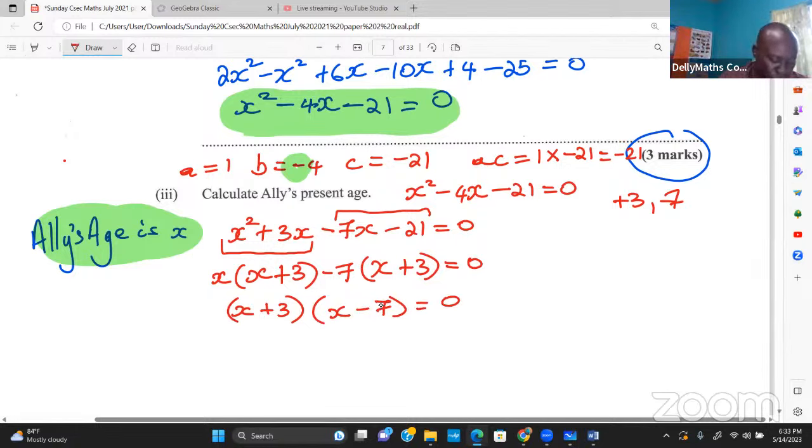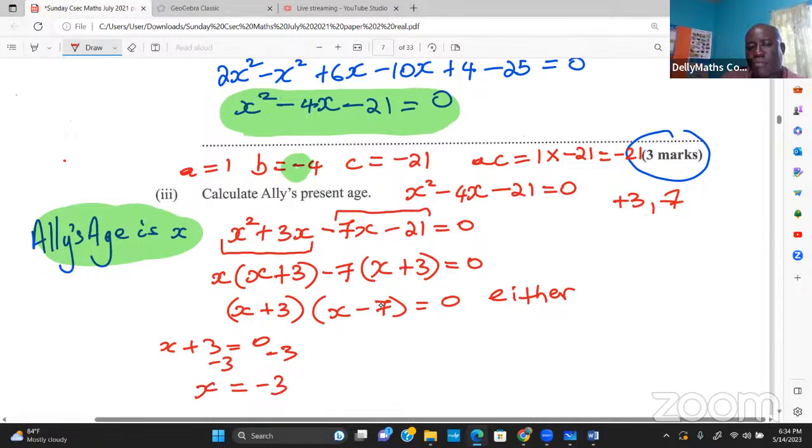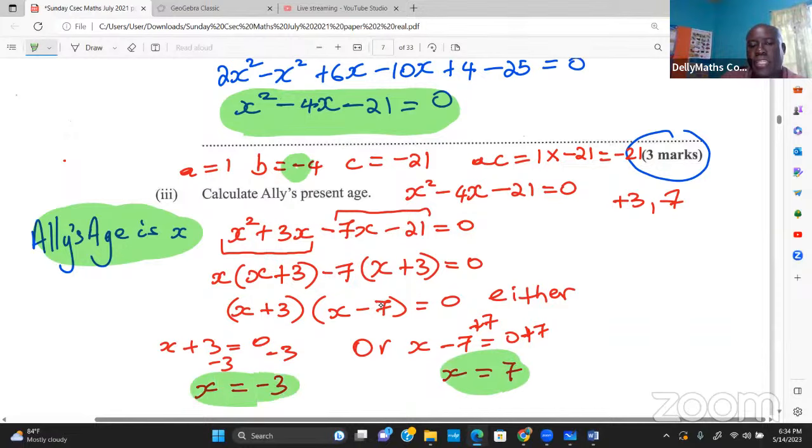Remember the zero product rule though. Two things multiply to give a 0. It's either one or both are 0. So we're going to suggest now that, listen, it's either x plus 3 is a 0, which means that you subtract 3 from both sides, x is -3, or x minus 7 is a 0. If you add 7 to both sides, as you could see, x is 7.